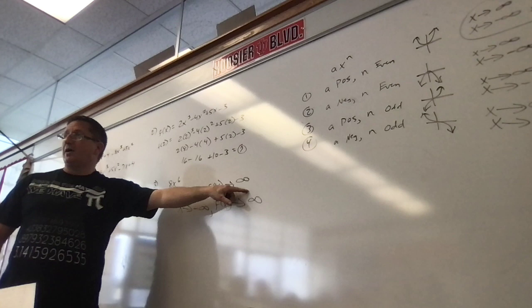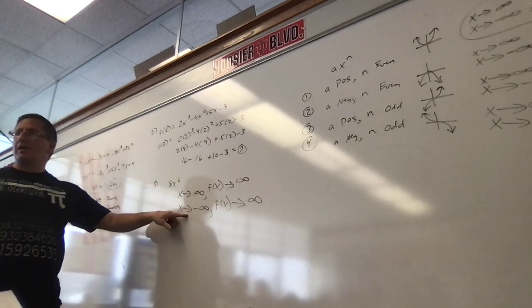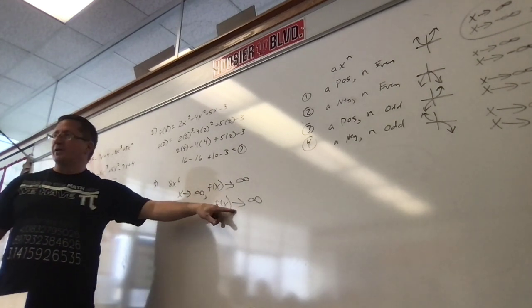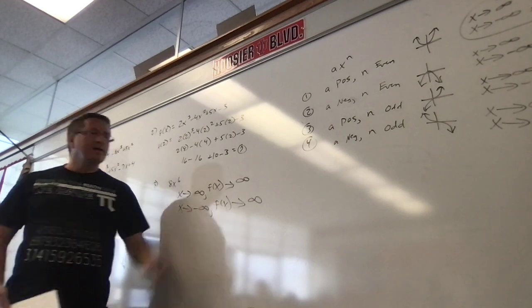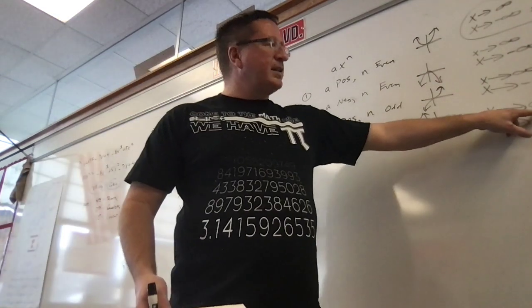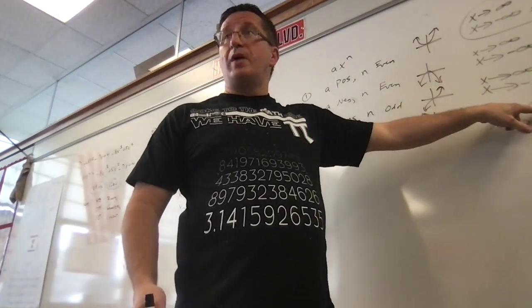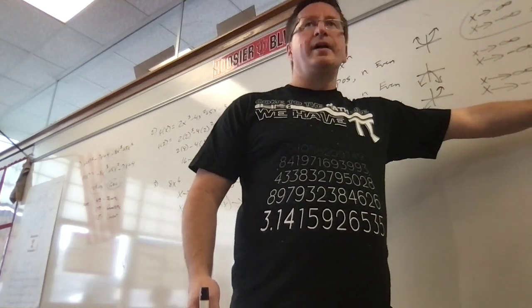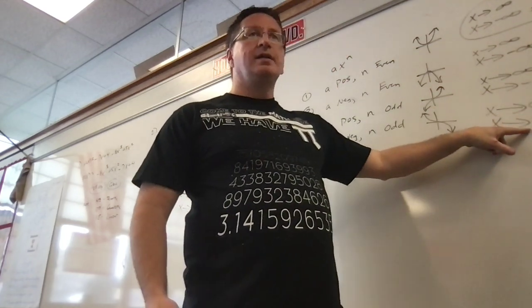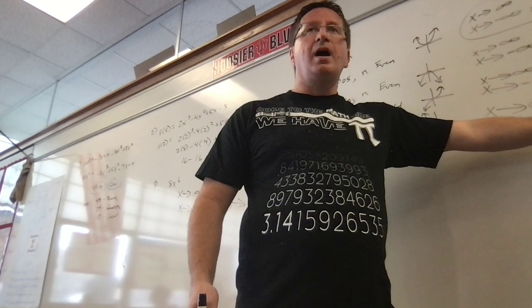It goes up. Here it says as you go to the left, the graph does what? It goes up. Okay? Let's look at this one down here. This says when you go to the right, it goes what? Down. When you go to the left, it goes up.